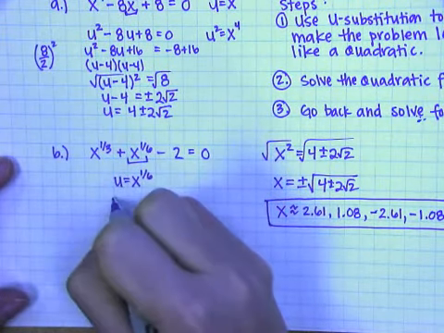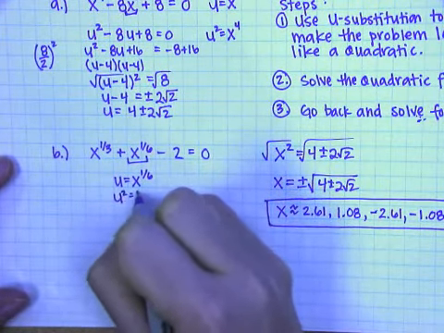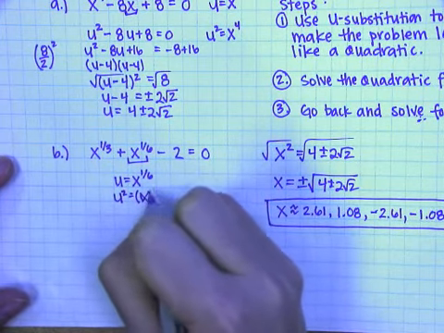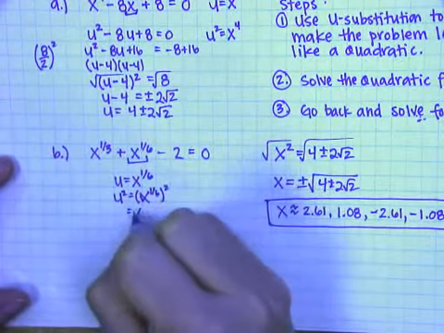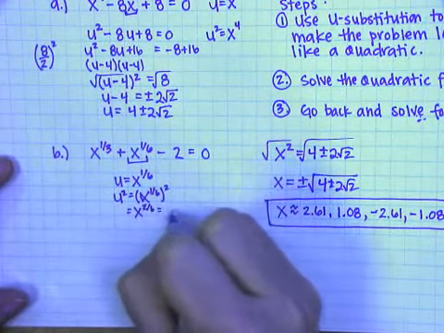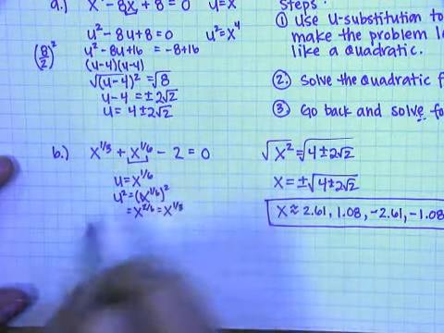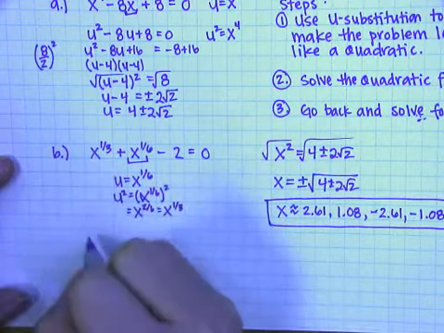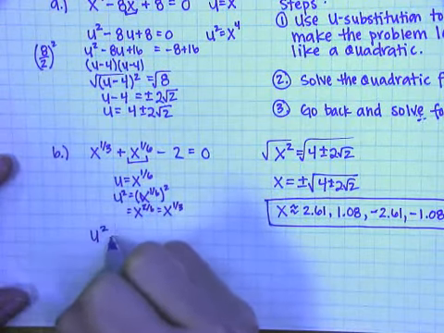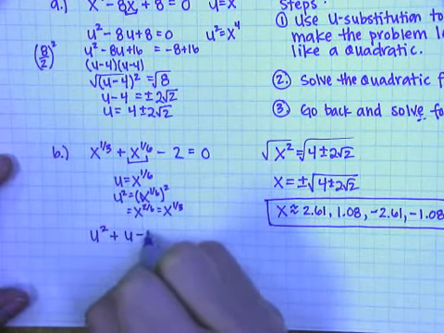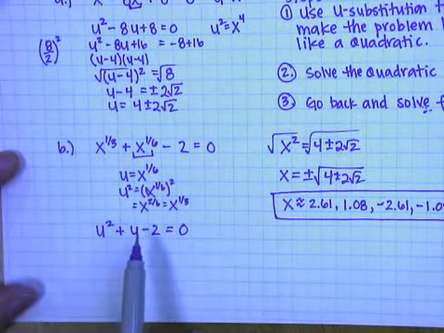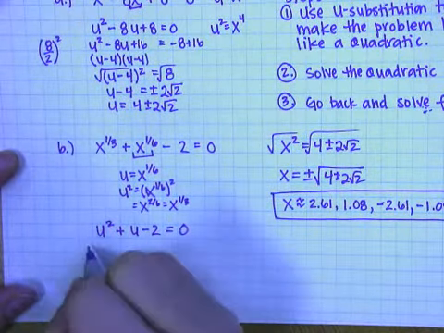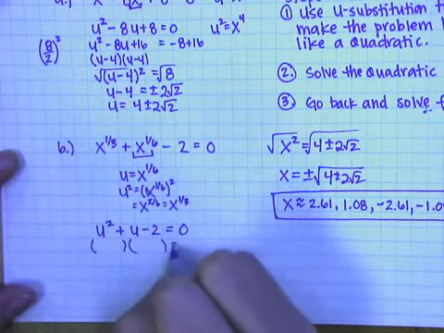Quadratic types, if I were to say u squared, I would be squaring x to the 1/6. And when I do that, I get x to the 2/6, which is really x to the 1/3. So this x to the 1/3 here really is u squared. And then as soon as you do u substitution, the problem looks a lot more like what you'd like to see. This is going to factor, I think.